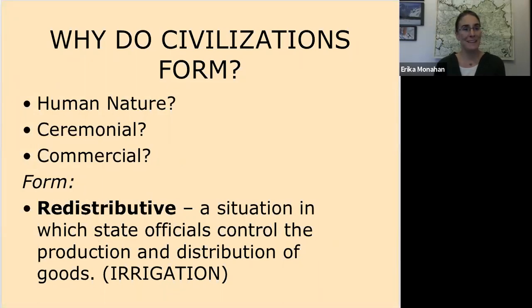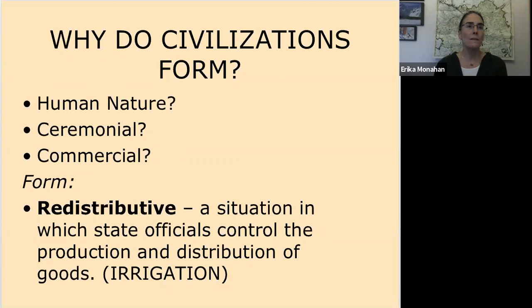People have argued and thought about, why do civilizations form? Is it human nature to aggregate together? Is it for ceremonial reasons? And there is some evidence that some of the earliest gathering places of human civilization, they didn't live together regularly, but they came together whether seasonal, some sort of calendar way. They came together perhaps for religious type rituals. Or was it commerce, that people trade and exchange things and come together? So all of these theories exist.